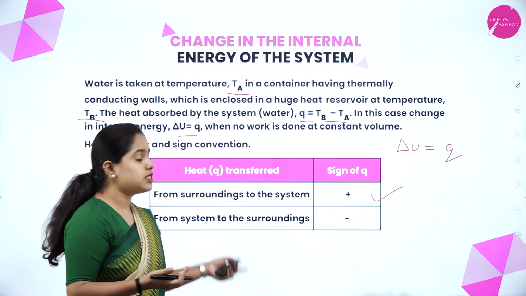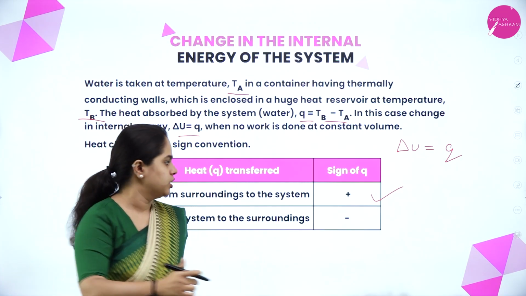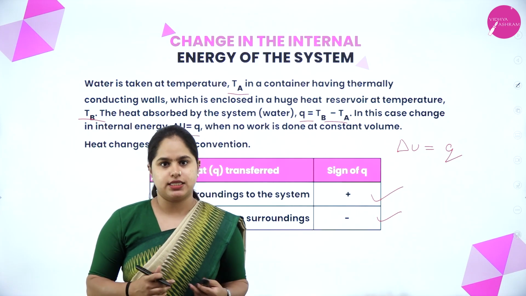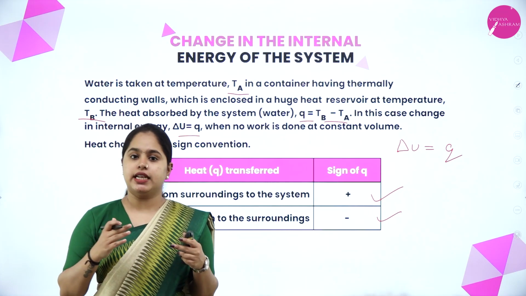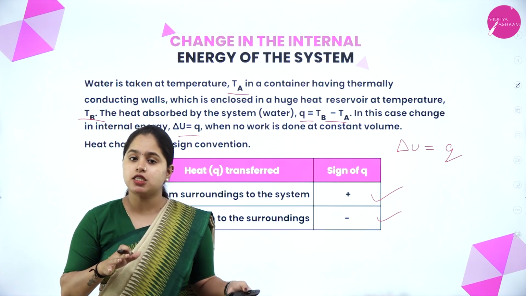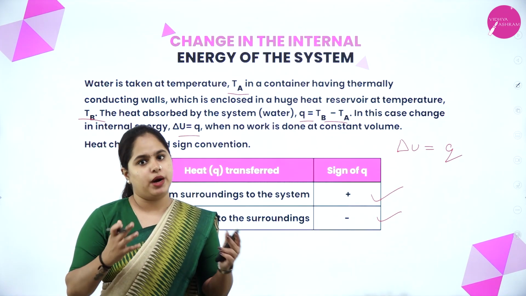And from system to the surroundings, the heat is being released from me to the surroundings, so that will be a negative value. I hope that is clear. So till now, what did we study? A change in internal energy takes place either by the transfer of heat or by work done.